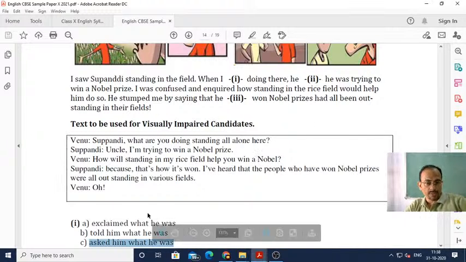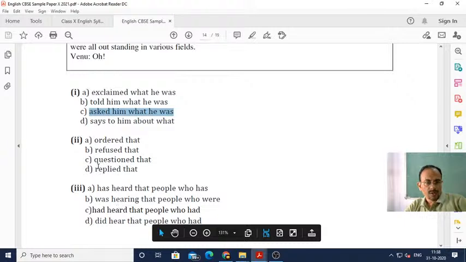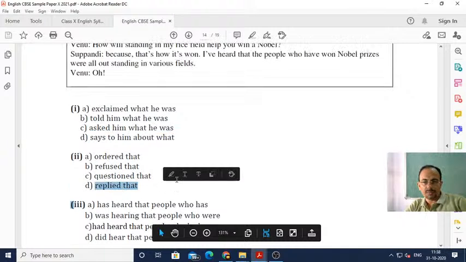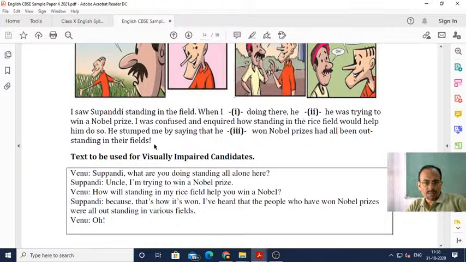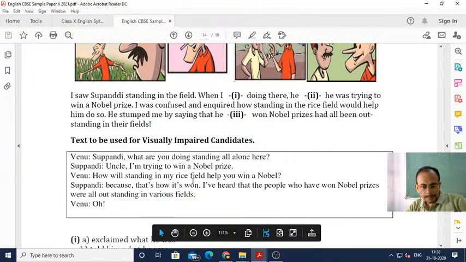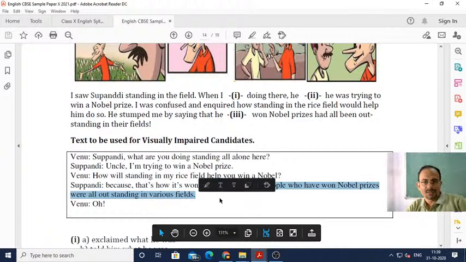Okay. So number two, let's find out. He replied that. Okay, this is the answer. Next, number three, I was confused and inquired how standing in the rice field would help him do so. He stumped me by saying that he dash won the Nobel Prizes. So you see the question here. He said, I have heard that the people who have won Nobel Prizes were all outstanding in various fields.